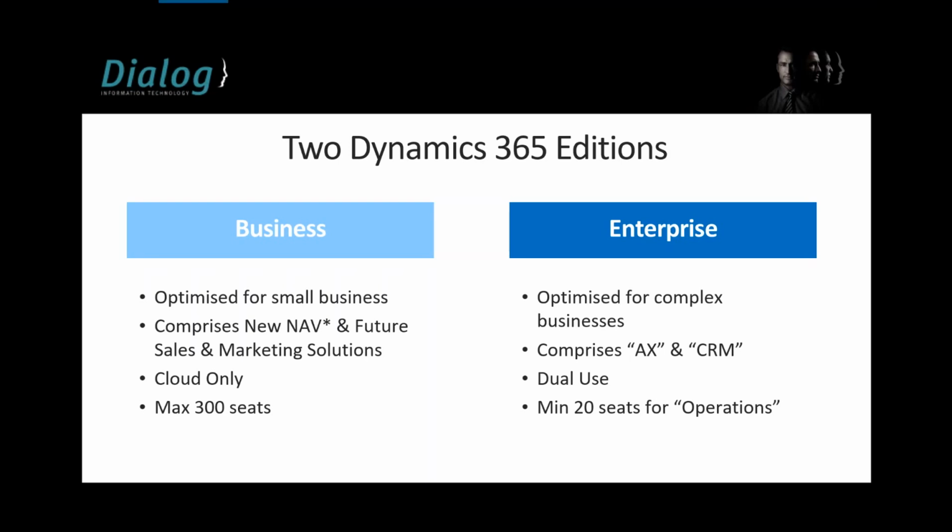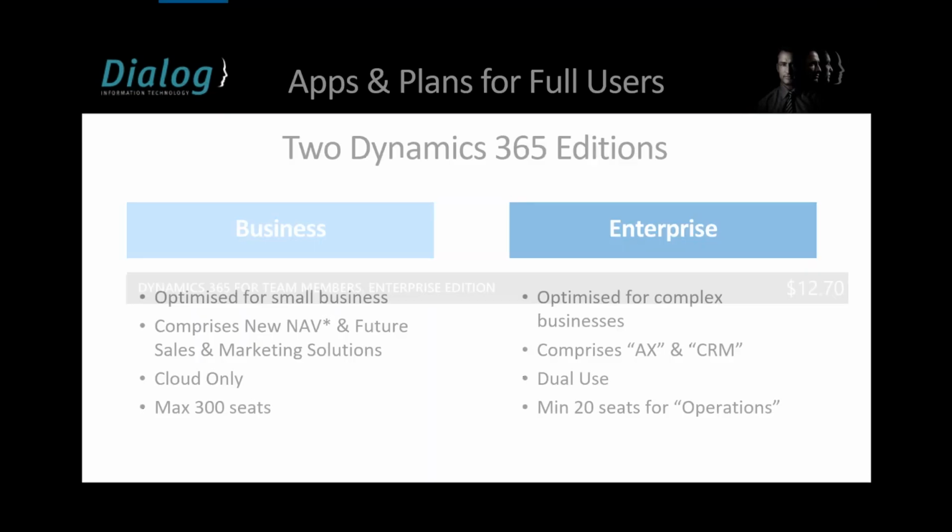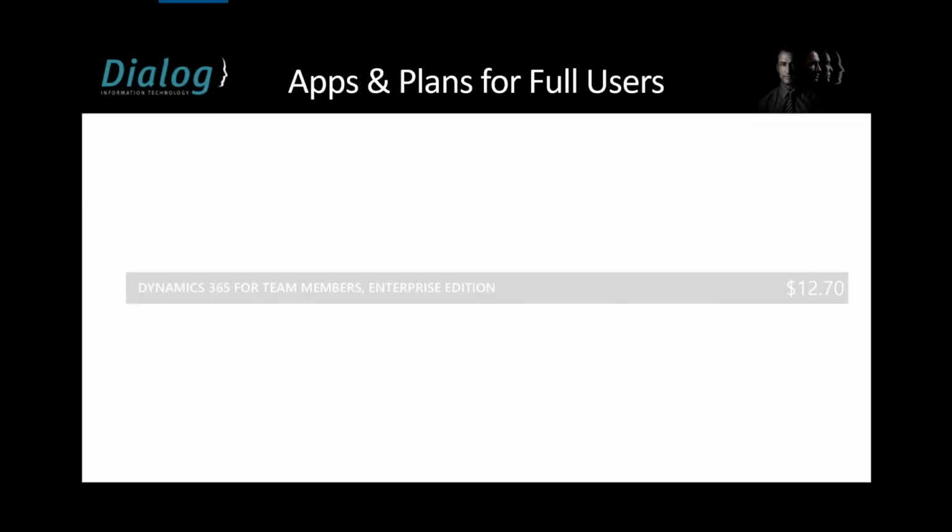And available now, we have the Enterprise Edition, which has been optimised for more complex businesses. These are businesses that need the full scope of CRM and or require the power of Dynamics AX. Let's look at what makes up the Enterprise Edition of Dynamics 365. We'll start with Operations, formerly known as AX.